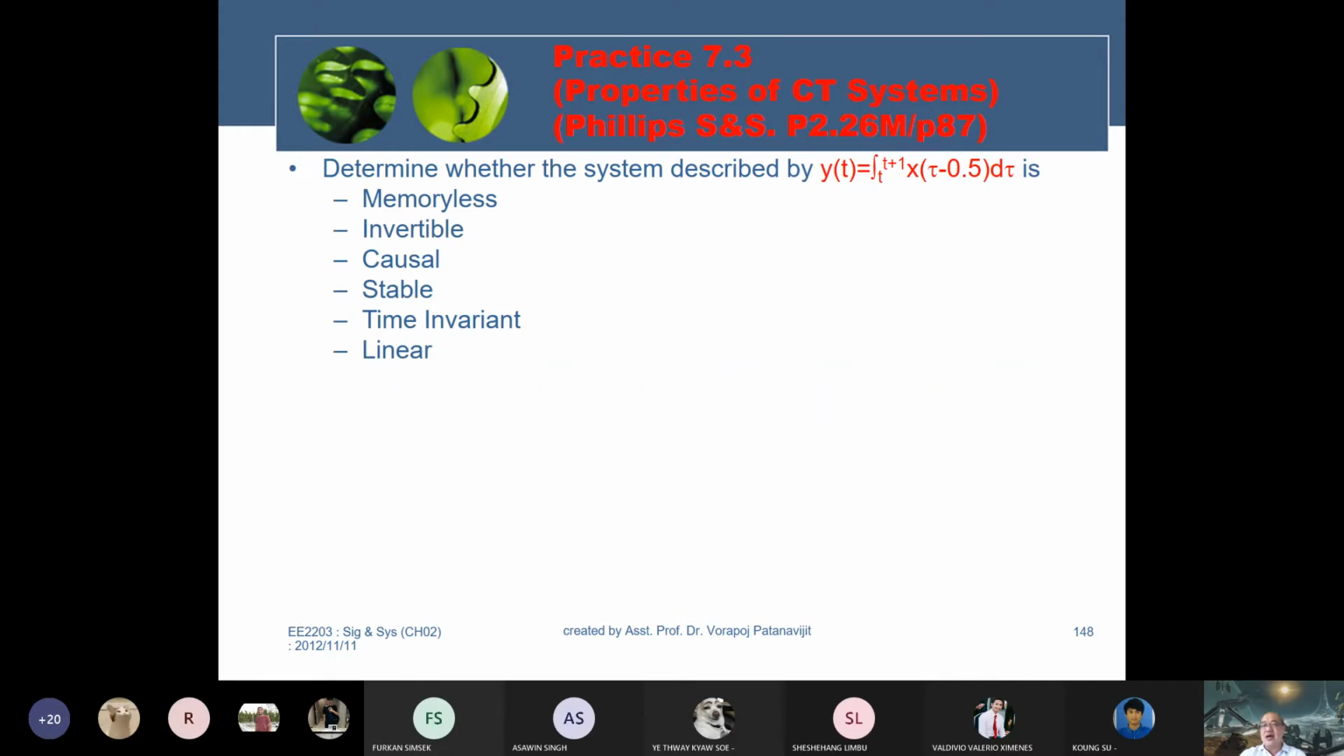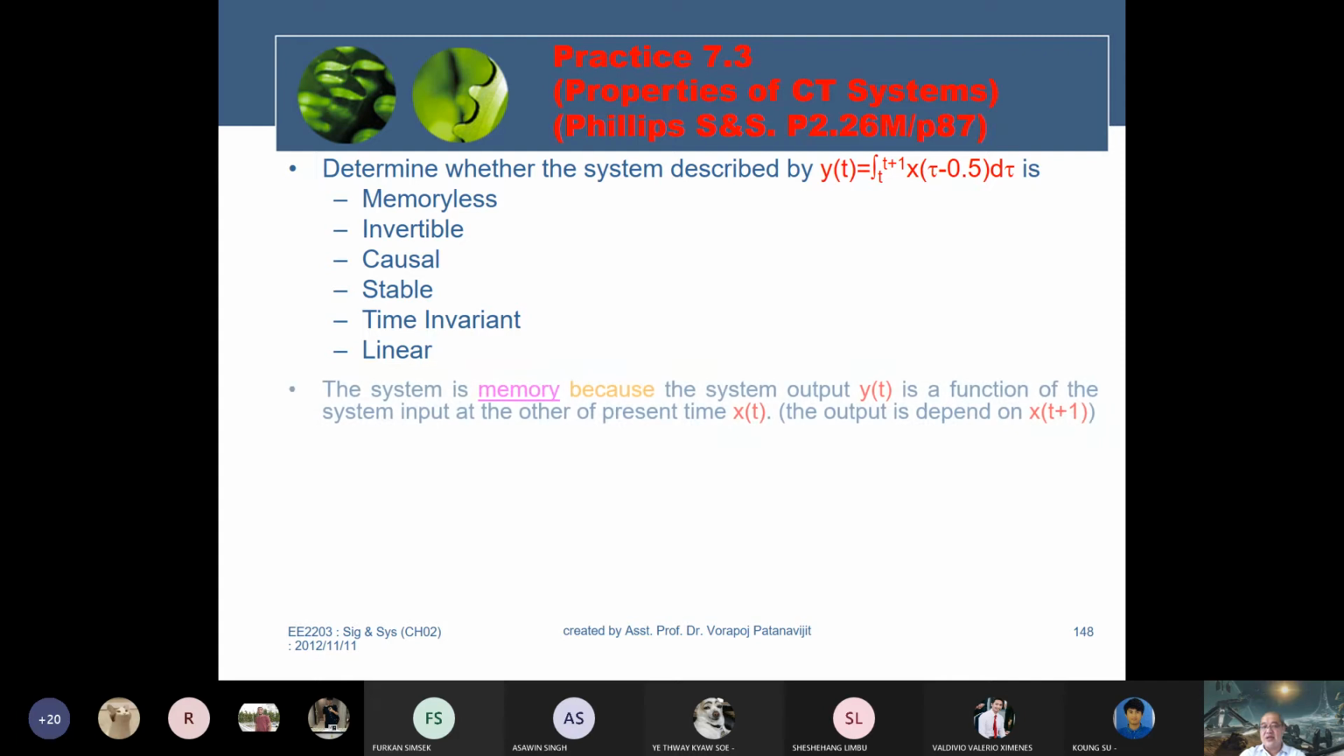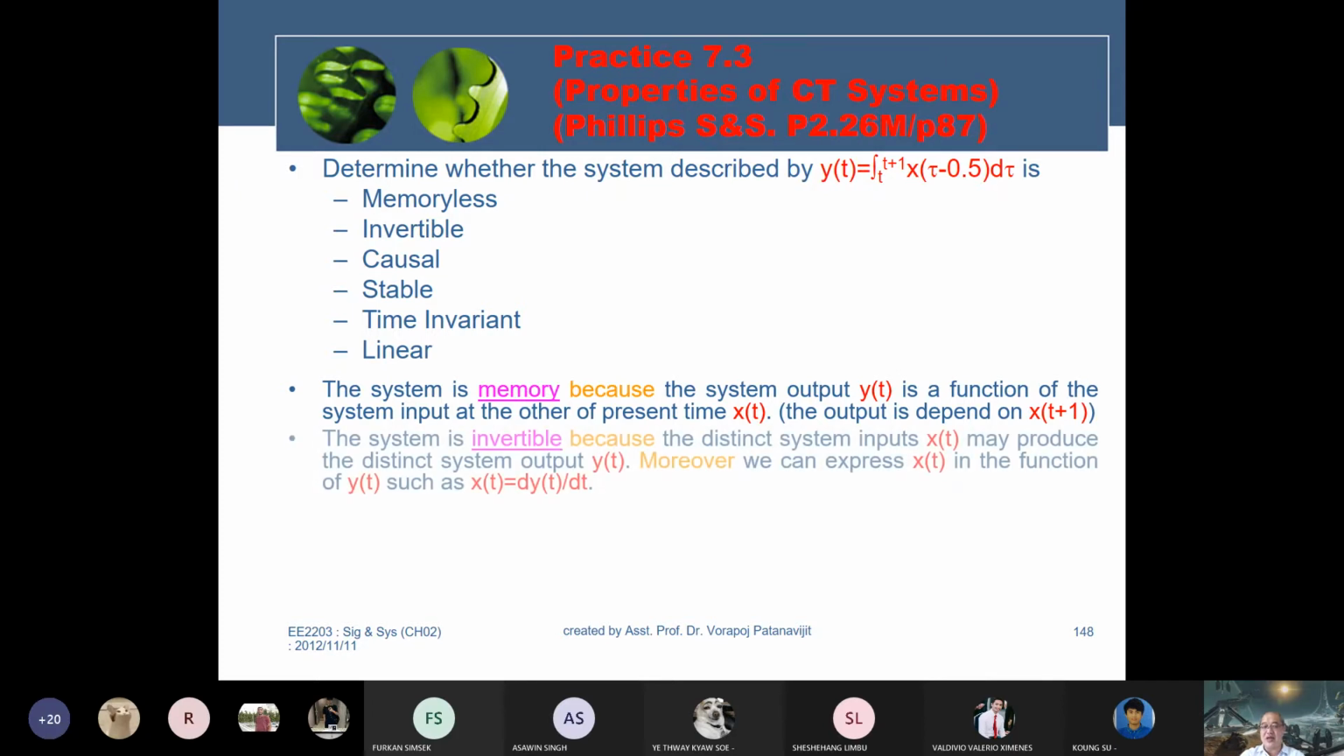Okay, the next one, determine whether the system described by this equation has these 6 properties or not. The first one is memory because the integration runs over a certain period between t and t plus 1. Therefore, the system has memory because the system output is a function of the system input at other points in time than t. The output depends on x(t minus 3 plus 1).